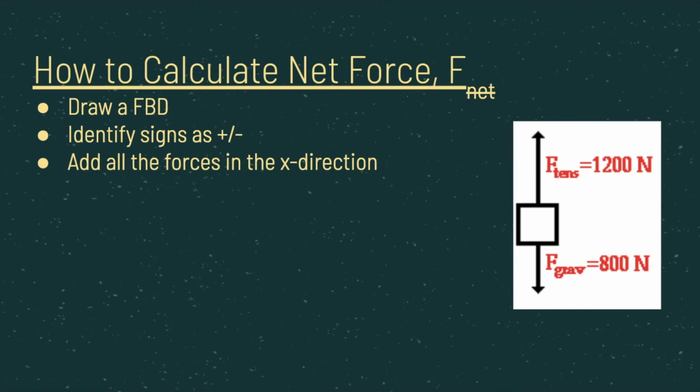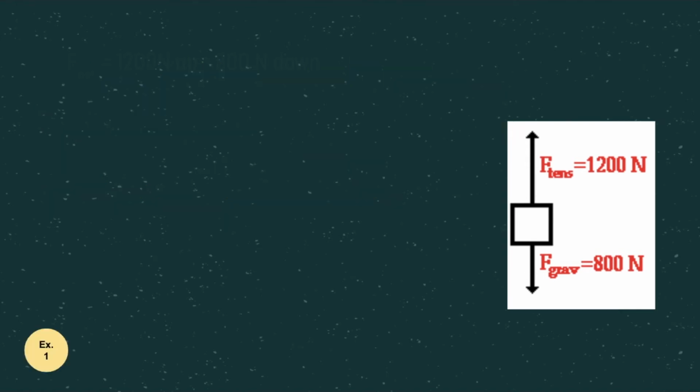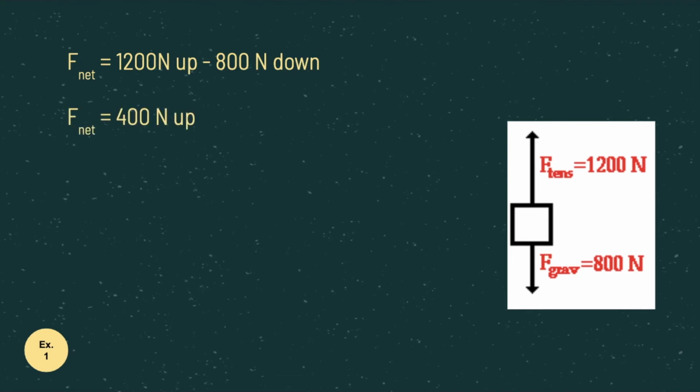I'm going to add all the forces in the x direction. Done. I'm going to add all the forces in the y direction. And that is it. So how this looks is 1,200 up, that's positive, minus 800 down, because that gravity is negative, gives me a force of 400 newtons up.